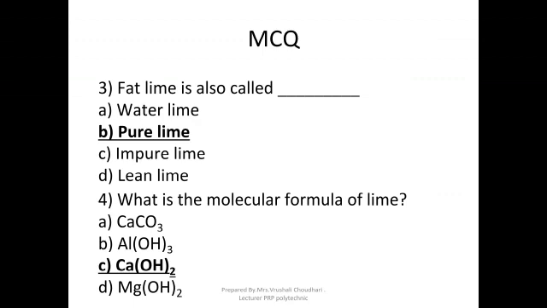What is the molecular formula of lime? That is Ca(OH)2. If it is limestone, it is CaCO3. Quicklime is CaO and lime is Ca(OH)2.